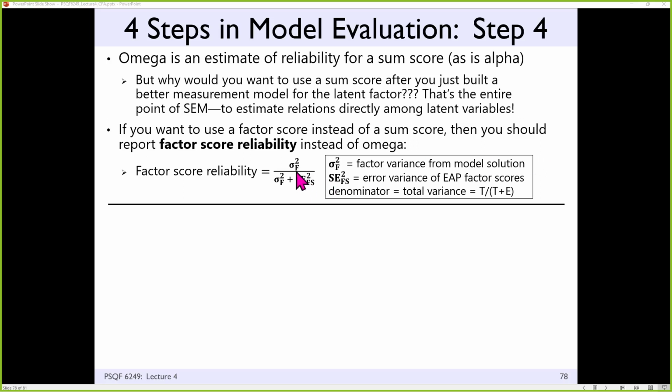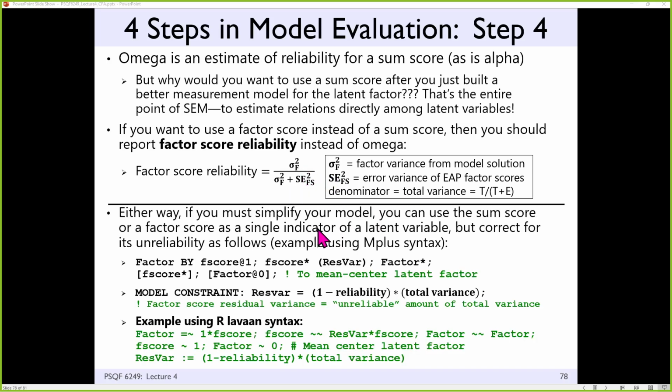And that is computed as the variance of the factor divided by that plus the squared standard error that goes with the factor scores. So we have to dig through the output and request that as a particular piece of information. So it's still the idea of true plus error, but measured in a slightly different way. So here is some code at the bottom as more of an FYI.